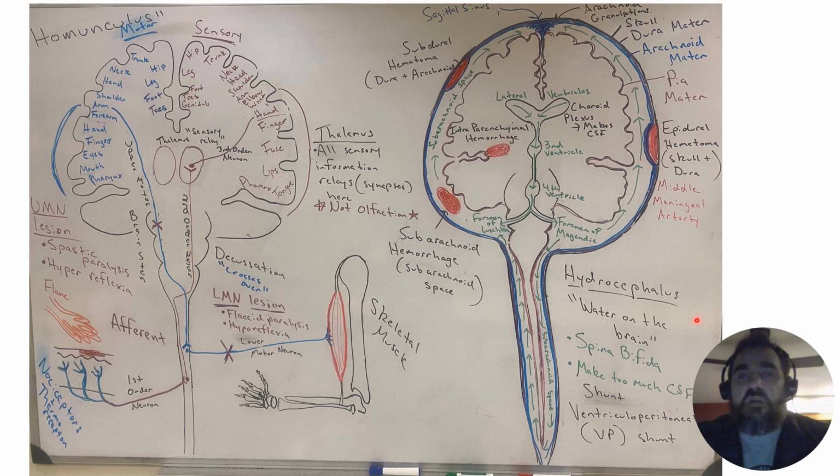Down here is talking about water in the brain, or hydrocephalus. One of the main causes is spina bifida. There's other causes, and these people sometimes need a ventriculoperitoneal shunt. There are other shunts too, but I'm not a neurosurgeon, so I don't know the details on all those.